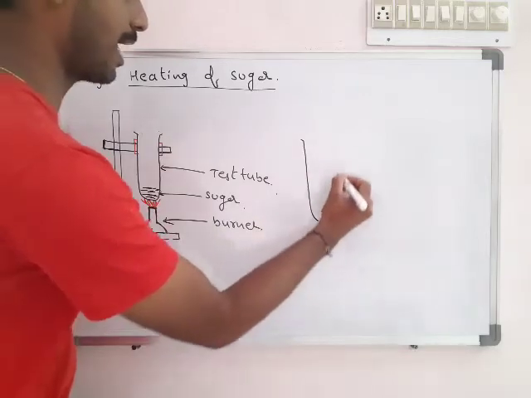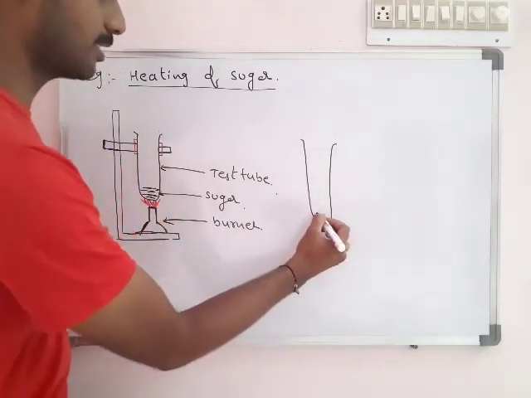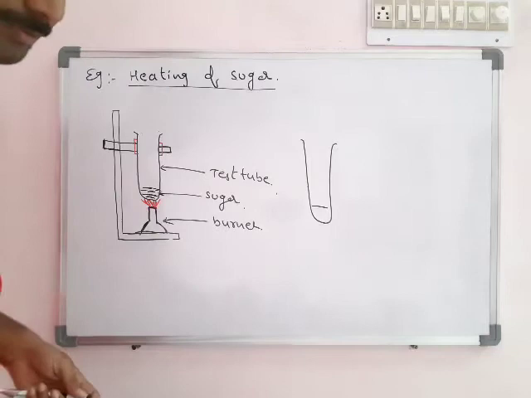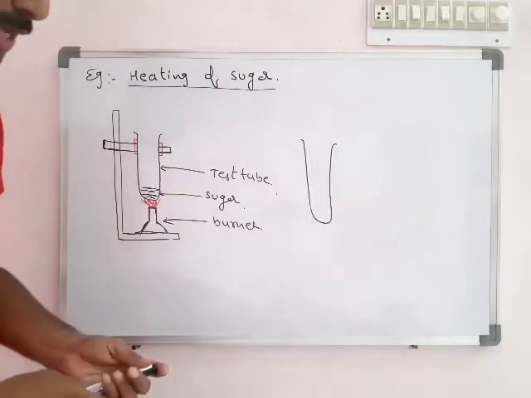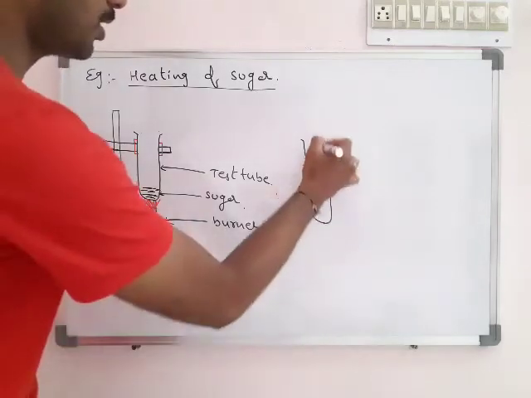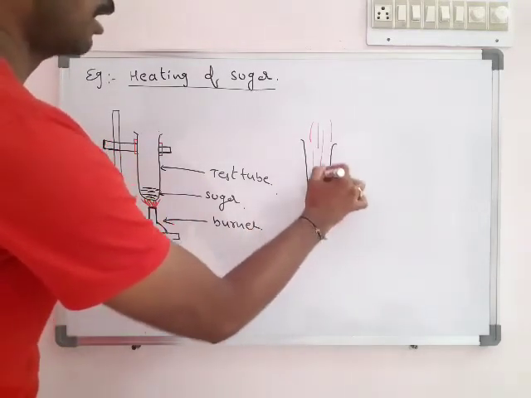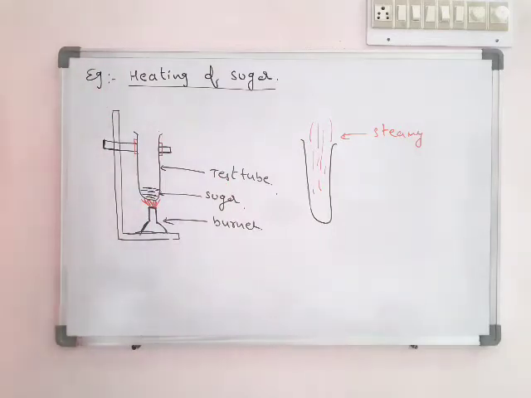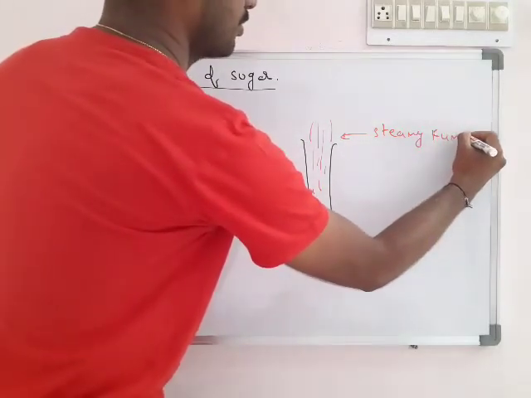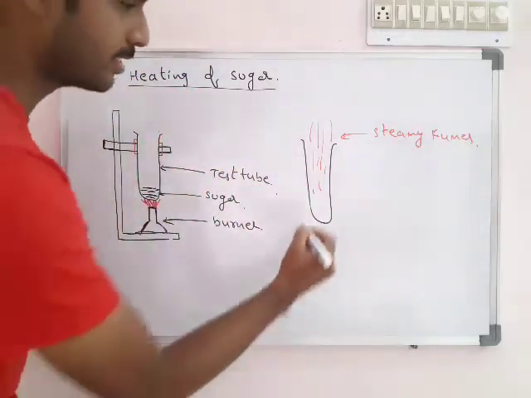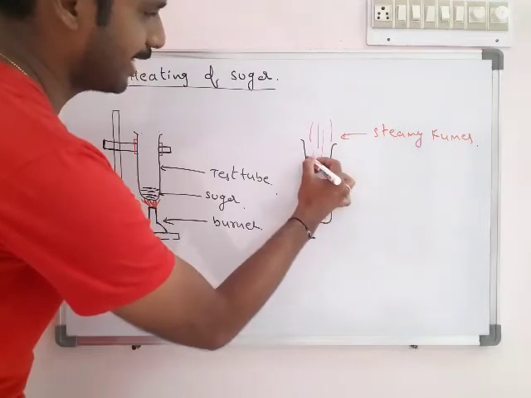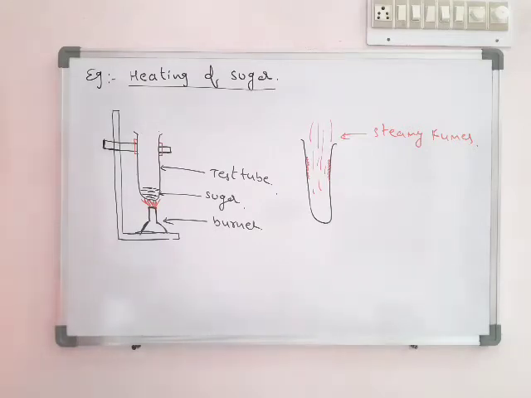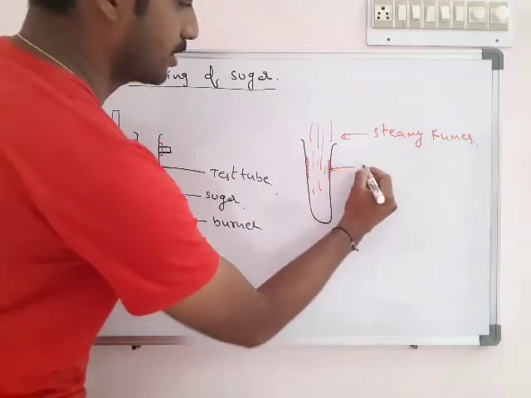So on heating, what happens? We observe some vapors coming out from the test tube. These are treated as steamy vapors, or steamy fumes. There are also some water drops formed at the inner walls of the test tube, and there is a formation of some droplets. Water droplets.